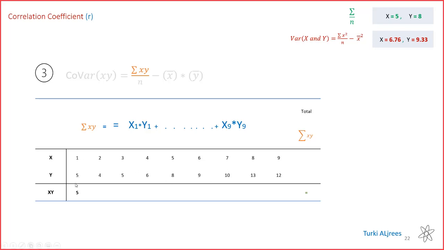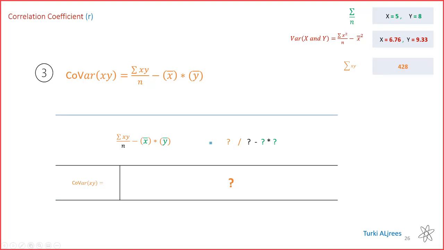We multiply the x value by the y value, then sum them up: 1 multiplied by 5, and so on, and sum up the total of sigma xy. Now we have done that, we can easily work out the covariance of x and y.